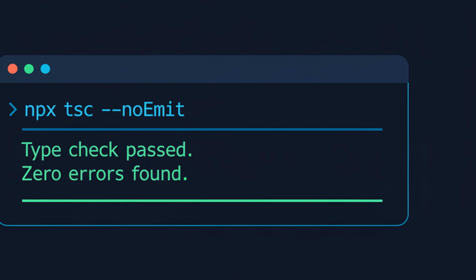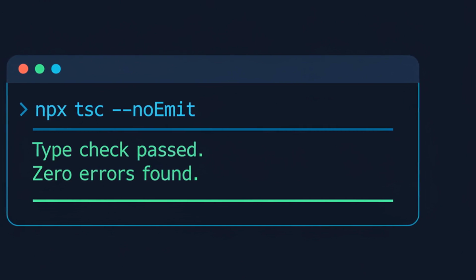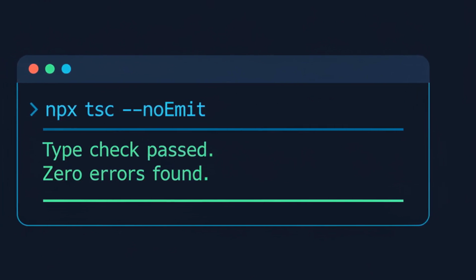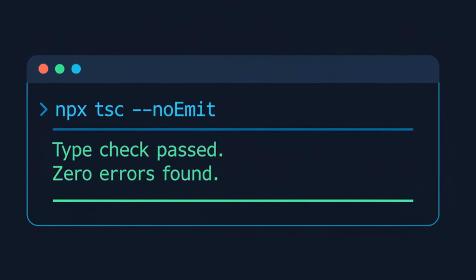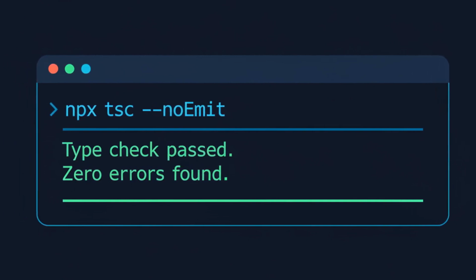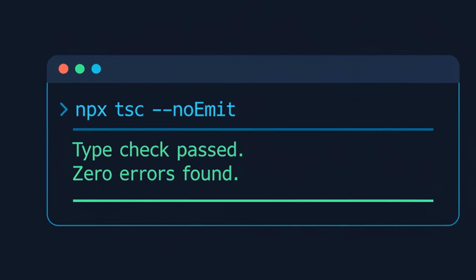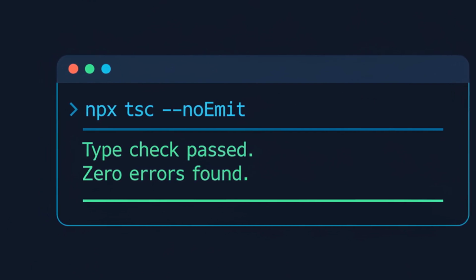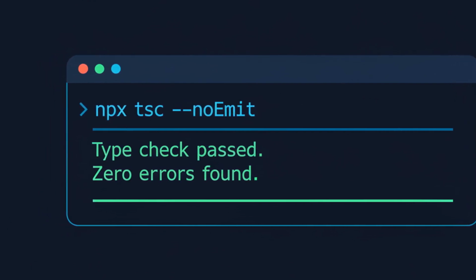Finally, let's prove it works. Run npx tsc with the --noEmit flag to type check your whole project without producing any files. If you see no errors, your config and your code are in great shape. This is the exact command you'd run in a CI pipeline to catch bugs before they ever reach users. And that's the whole point of mastering this file.